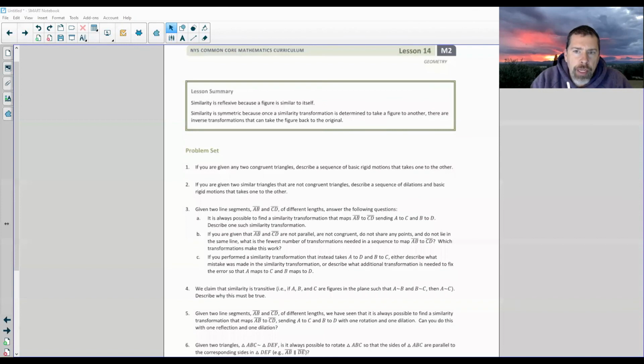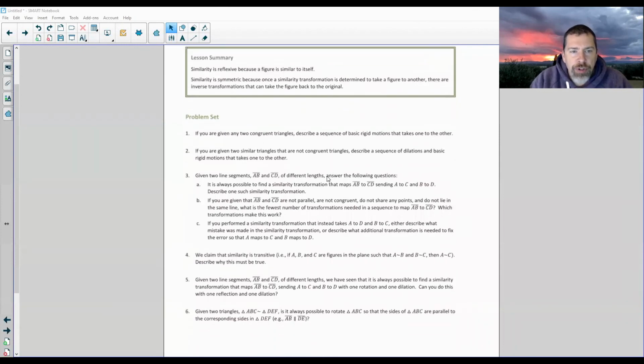Okay, enough of that. Page 3 brings us to the end of lesson 14. Not one of my favorite lessons, but anyway, review the lesson summary and go to your problem set.